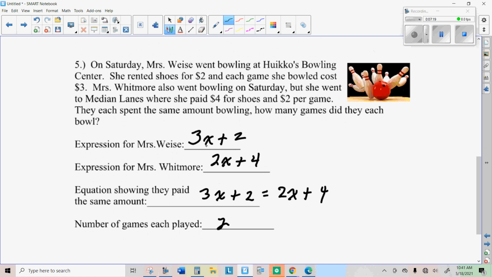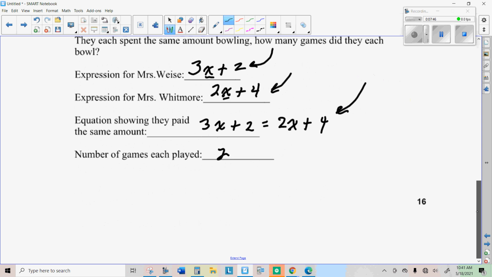So the variable part is how many games they played, so I'll let that be x. Each game costs $3 at Wecos and $2 for shoes, so that expression represents how much Mrs. Weiss paid, and Mrs. Whitmore paid $2 per game and $4 for shoes. They both spent the same amount, which means they must have played 2 games each if you solve that equation.